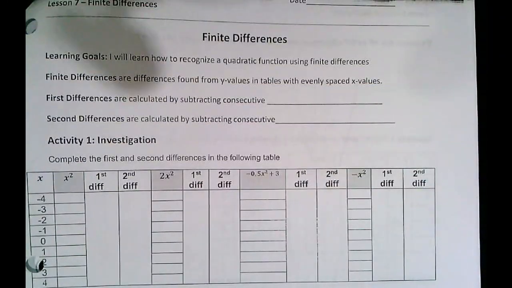Today we're going to talk about finite differences. So the learning goal is, how do we recognize the quadratic functions based on the finite differences? If you remember, finite differences or first differences, you've learned about this in grade 9 for linear relations. And if the first differences were the same, essentially the relation would be a linear relation.